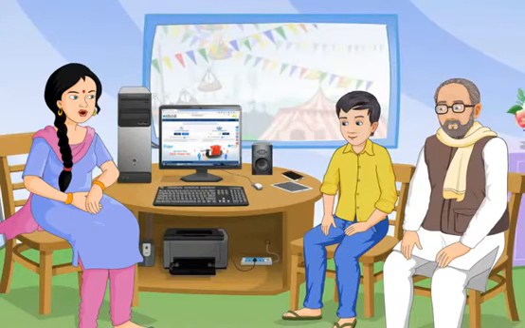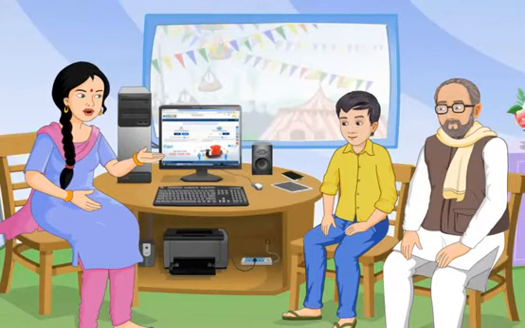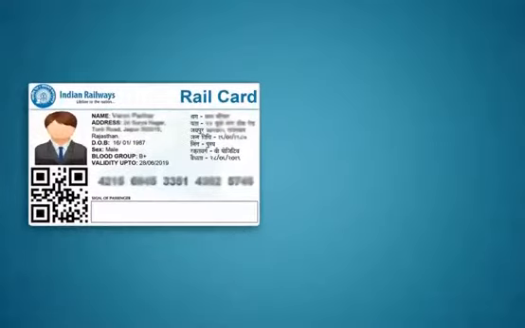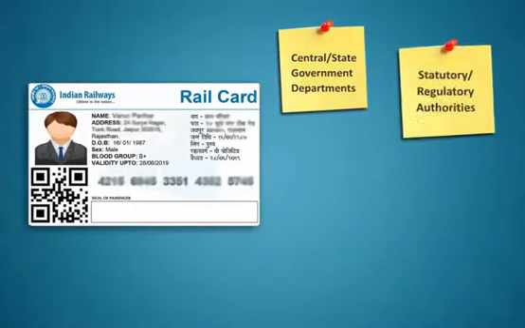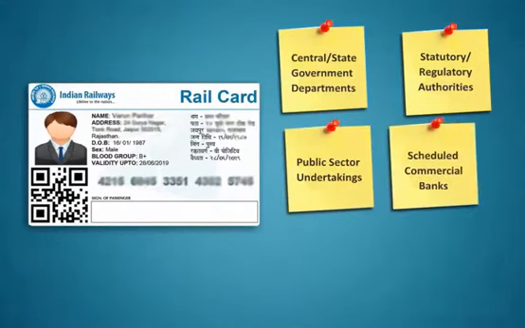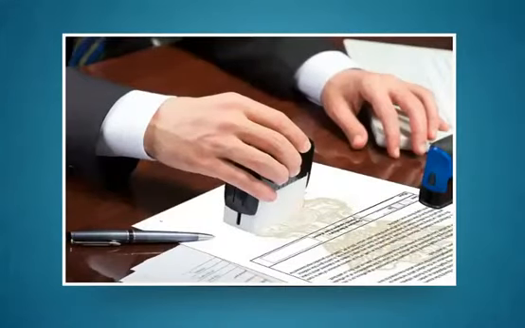If a person does not have any of the officially valid documents mentioned above, but is categorized as low risk by the banks, then he or she can open a bank account by submitting any of the following documents. Identity card with applicant's photograph issued by central or state government departments, statutory or regulatory authorities, public sector undertakings, scheduled commercial banks and public financial institutions. Letter issued by Gazette officer with a duly attested photograph of the person.